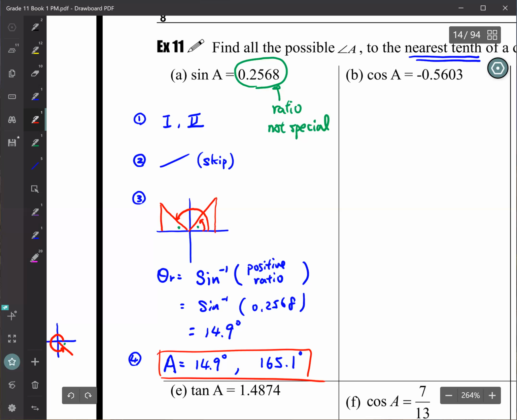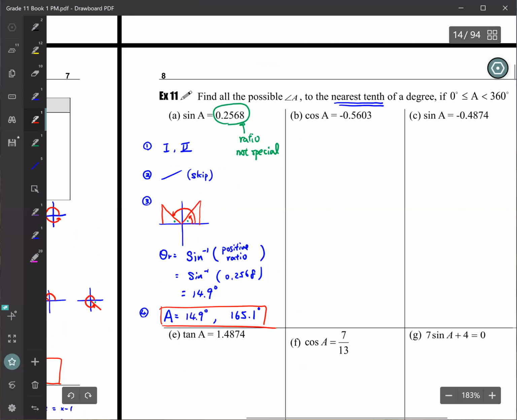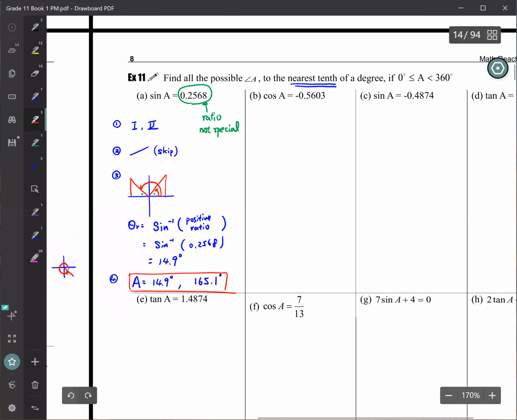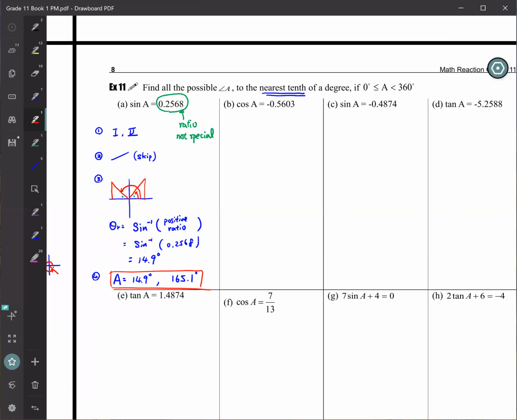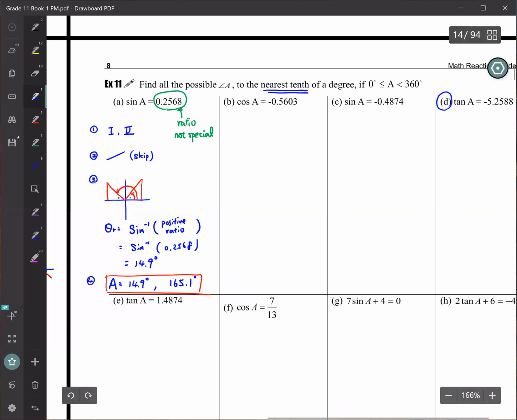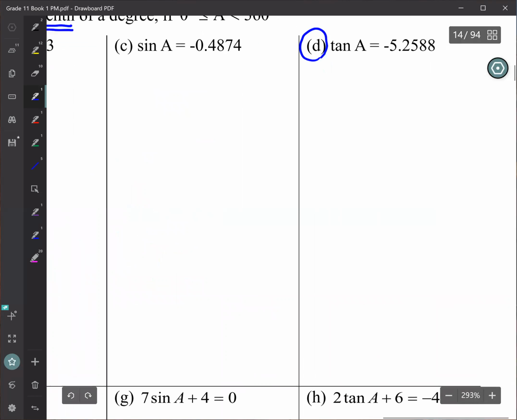Okay, we'll try one more together, and then I'll let you guys do the other ones. Let's do question D, the tangent. Does anyone have questions about A? So same steps, okay? You just follow 1, 2, 3, 4, but then you skip step 2.